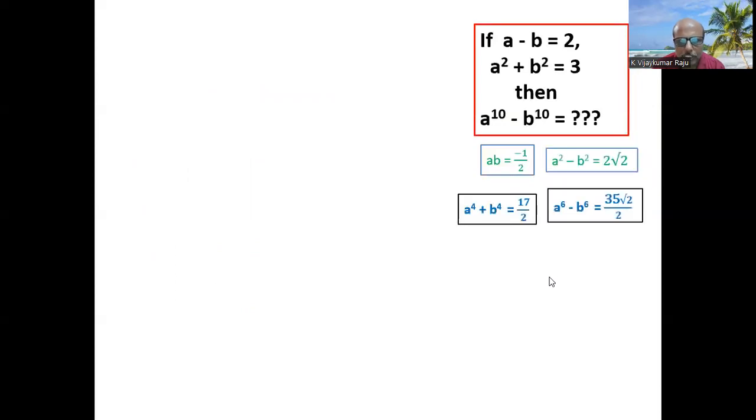Now further. You have calculated this. Now, you see this is 4, this is 6. 4 plus 6 is 10. So let's multiply these two. So it will be (a⁴ + b⁴)(a⁶ − b⁶). This value is 17 upon 2, which we have just calculated. And this value is 35 root 2 upon 2, which we have just calculated.